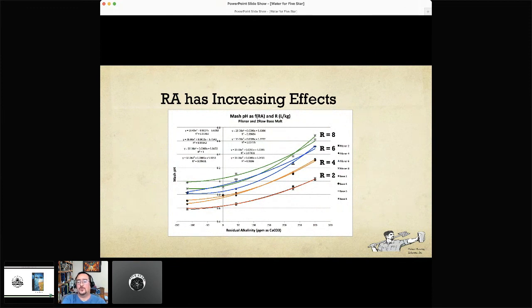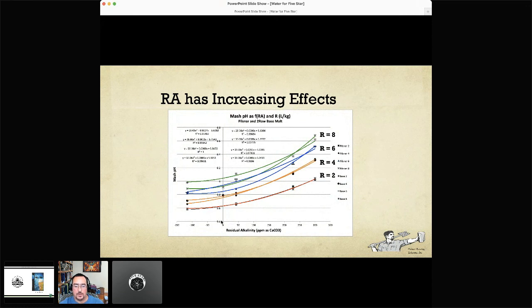Now, interestingly, residual alkalinity has increasing effects that depend on the water to grist ratio. So here's a graph I did a number of years ago with a lot of data points for both Pilsner malt and North American two-row base malt. Water to grist ratios of 8 liters per kilogram, which is 4 quarts per pound, 6, 4, and 2. 4 liters per kilogram equates to 2 quarts per pound. That's a pretty typical mash ratio. Here's 1 quart per pound here. So most people are going to be in this regime.